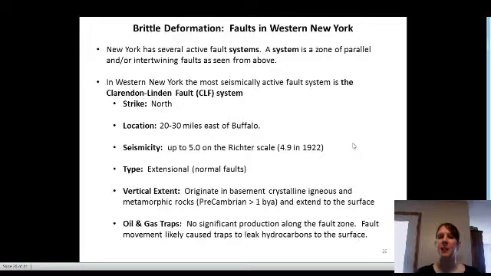There has been recorded seismic activity of up to 5 on the Richter scale, and it is extensional or normal faults. So these are from extensional expanding forces. Its vertical extent: it originates in the basement crystalline, igneous, and metamorphic rocks and extends to the surface. So basically the deepest, oldest rocks that we're aware of, it extends all the way from those to the surface. And there is no significant production of oil and gas along this fault zone. The fault movement likely caused any traps that did exist to leak their hydrocarbons to the surface. So these fault systems are not a good source of any sort of oil or gas production.